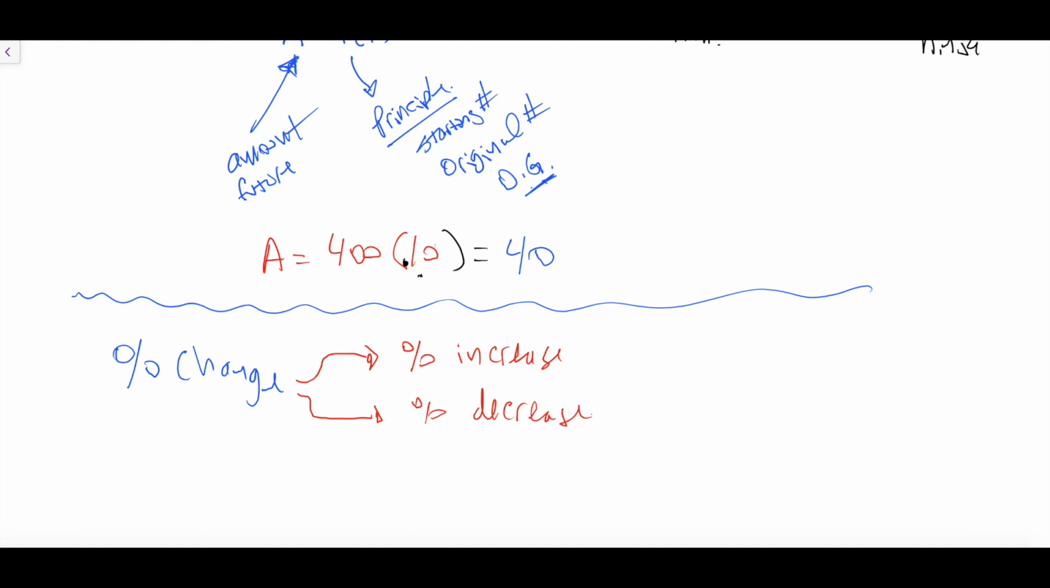They're both like percent change. So they could ask you on the test, what's the percent increase? They could say, what is the percent decrease? Or they can say, what is the percent change? Kind of means the same thing.